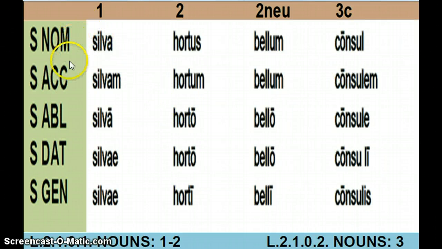Well, what are these green things? Well, S stands for singular, and the other things are called cases. The noun ending will change depending on what case it is. What does case mean? Case means how it's being used in the sentence. Is it doing the action? Is it being done to? Is it owning the action? Or certain prepositions will only use certain cases.